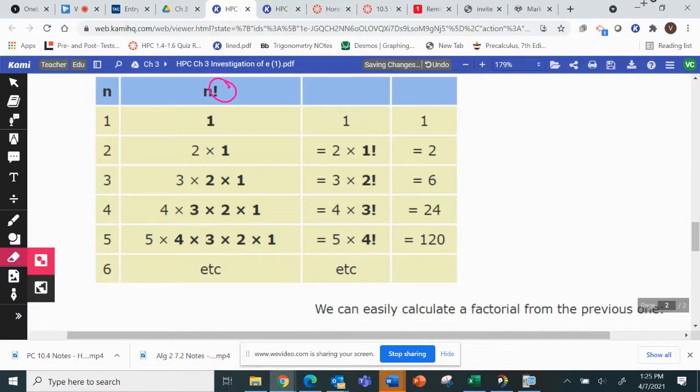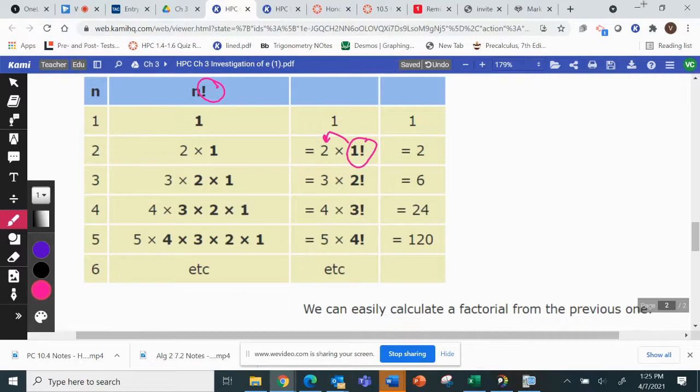Now, as we're building going higher and higher in factorials, you can see that there's a pattern where we are taking the previous factorial and multiplying by the next number. So for 3 factorial, I just take 2 factorial and multiply by 3. For 4 factorial, I take 3 factorial and multiply by 4. That's how we're getting the factorials a different way.